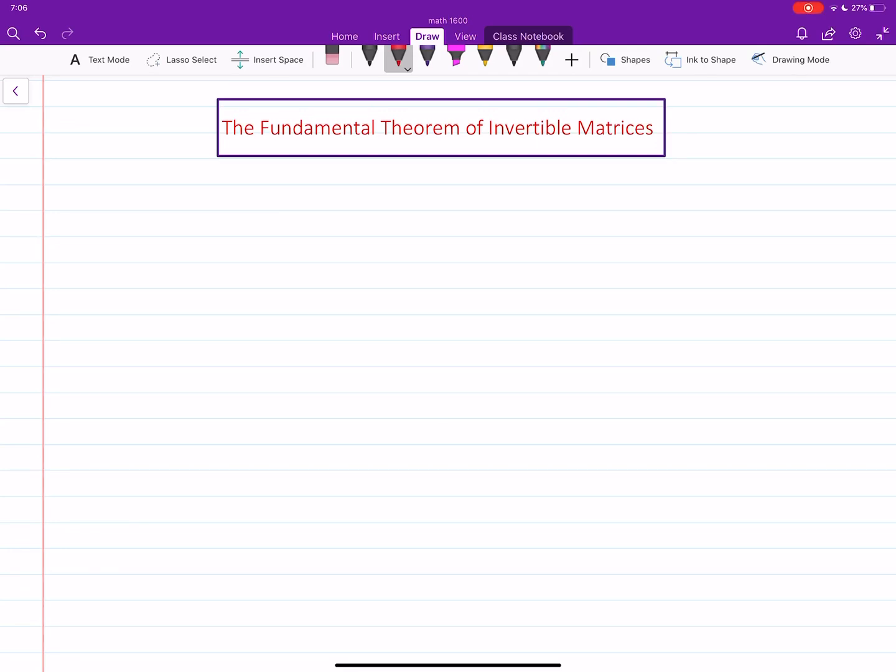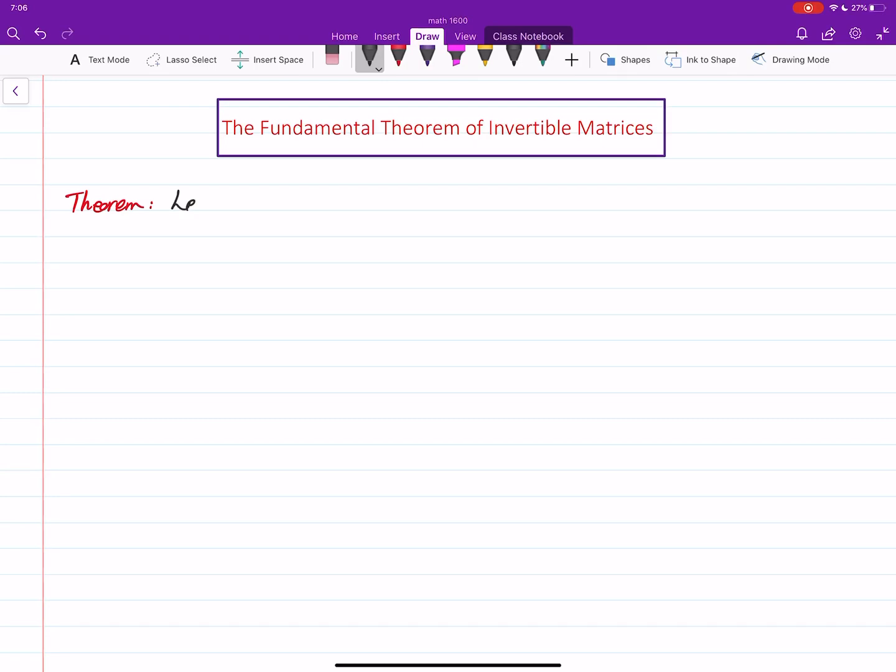Hi, in this video I'll teach you what the fundamental theorem of invertible matrices is, and we will prove the theorem. The theorem gives you different statements which are equivalent for a square matrix to be an invertible matrix. Okay, let us just write down what the theorem, the fundamental theorem, is.